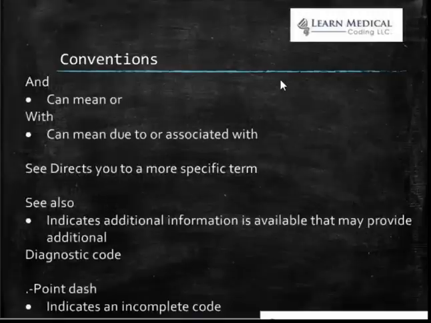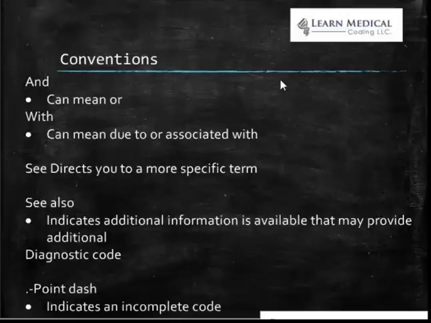When looking in your book, sometimes you will notice that you will see the word "and" within the description of your diagnosis code. "And" can mean "or," okay? An example would be a patient that is diagnosed with having an injury of the shoulder and the upper arm. It can mean the shoulder or the upper arm.